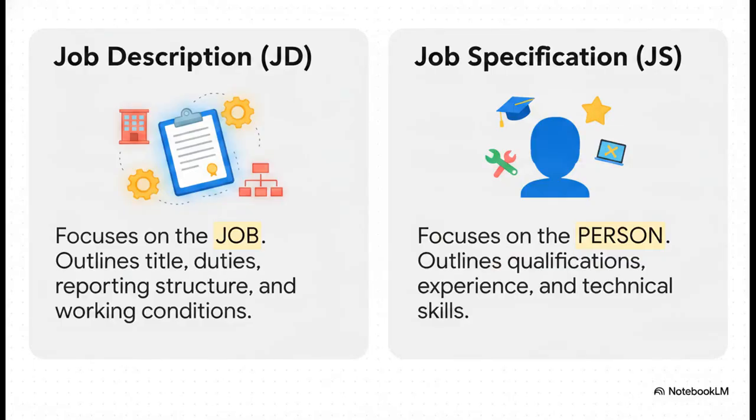Now, it is incredibly crucial that you don't mix up these two concepts. A job description, or JD, focuses entirely on the job itself. It outlines the title, the daily duties, the reporting structure, and the overall working conditions. On the flip side, a job specification, or JS, focuses completely on the person. It's essentially your ultimate wish list for the perfect candidate's resume. We're talking their educational qualifications, their specific technical skills, and their personal attributes. Just remember, JD is the role and JS is the human.